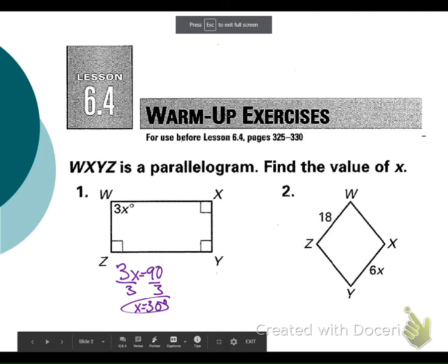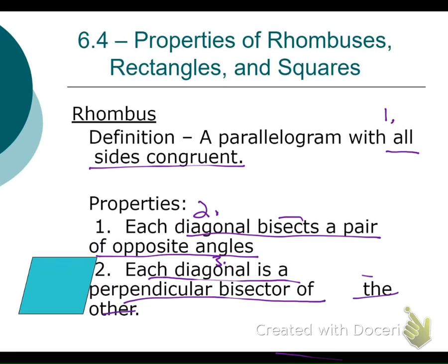Our next one up over here. Again, it tells you it's a parallelogram. You know the opposite sides in a parallelogram are congruent. So we're going to have 18 equals 6x. We're going to divide by 6. X equals 3.